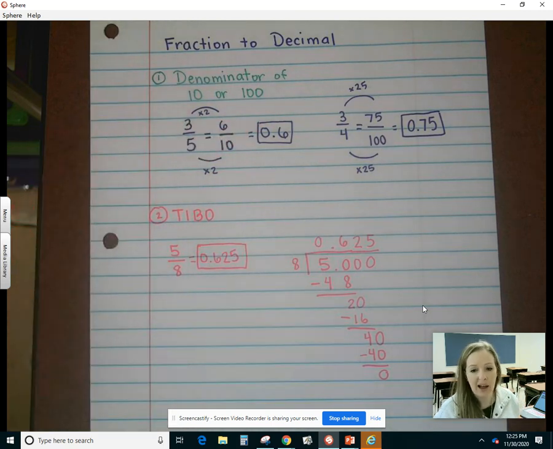So TIBO would also work on those other two. It's just that I don't like to divide unless I have to divide, and so I try to use TIBO as a last resort. The best option is to memorize your benchmarks. So you should know a half, a fourth, 3/4, a third, 2/3, and all the fifths. And that will save you some time.